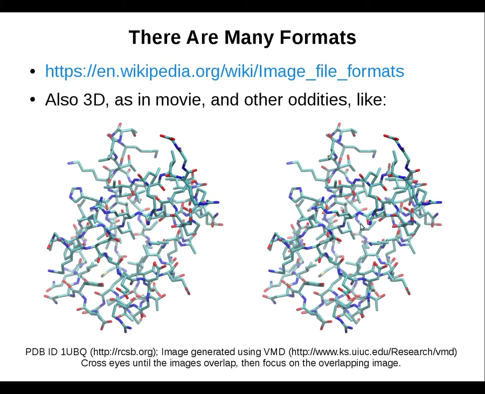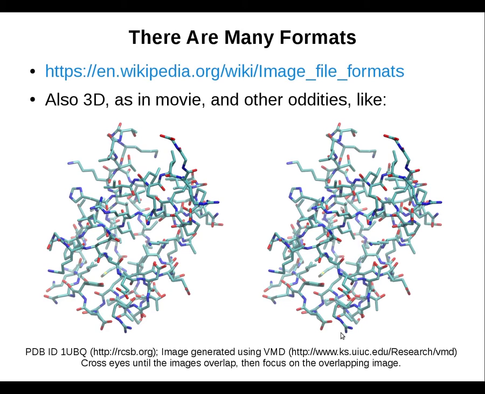This is two molecules. It's the same molecule, two different views of it. It happens to be PDB-ID 1UBQ. You can go to rcsb.org and download it for yourself. And I used Visual Molecular Dynamics, VMD, to make it. But anyway, this is a stereo image, and this is what chemists did before we had 3D graphics on computers.